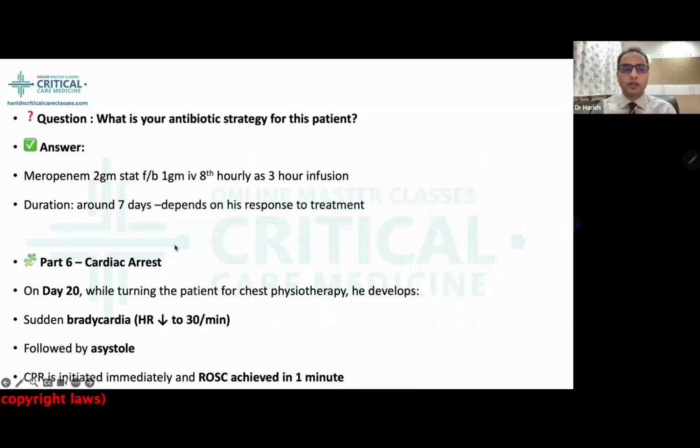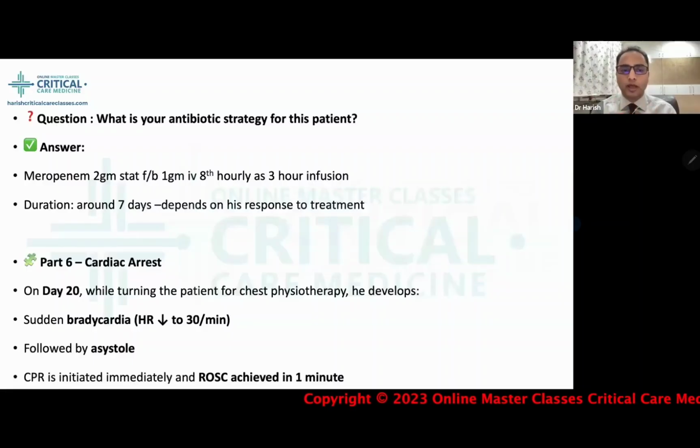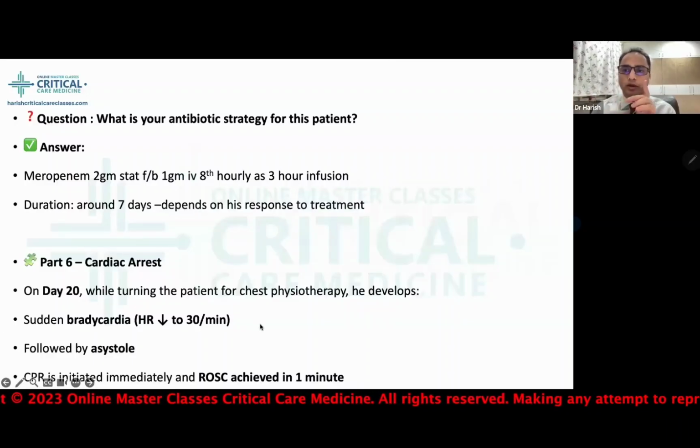So, moving on to our patient. On day 20, the nursing staff was turning the patient for chest physio, and he developed sudden bradycardia. His heart rate went down to 30, and he had asystole. Immediately CPR was started, and ROSC was achieved within 1 minute. So this is what happened almost near 3 weeks: he had one episode of bradycardia and cardiac arrest and required CPR with ROSC in 1 minute.